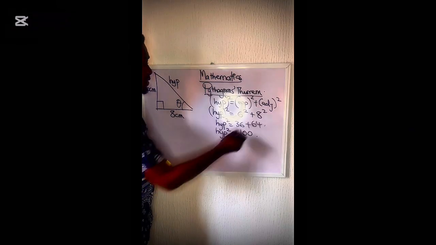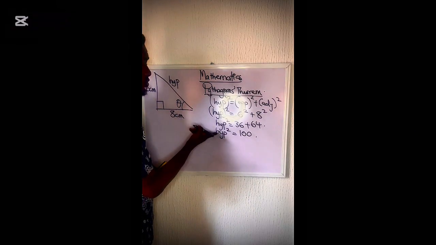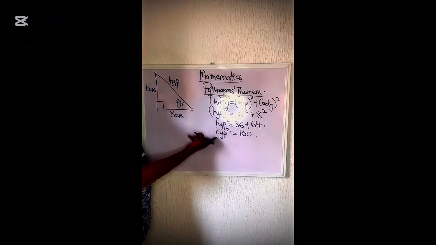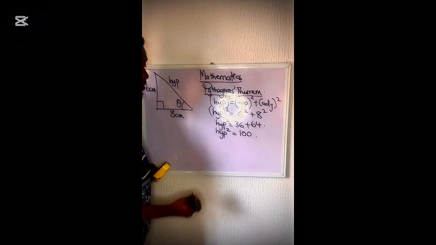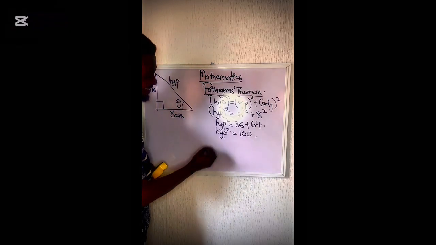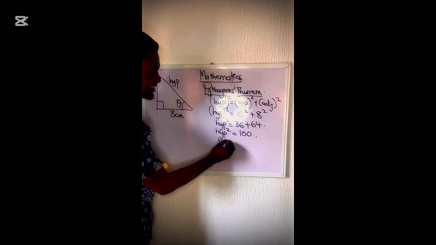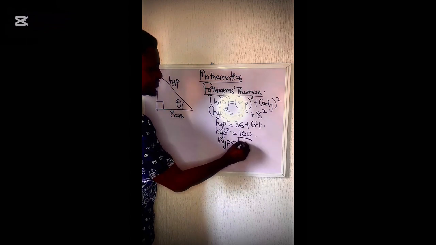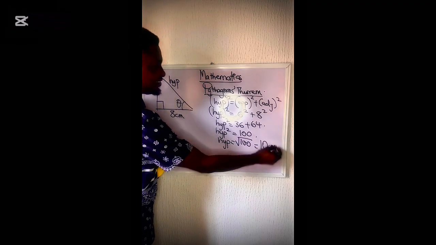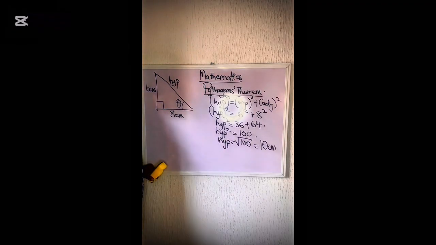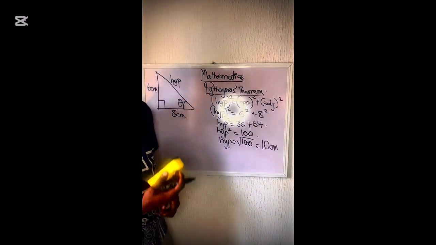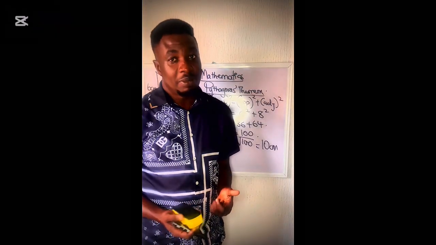And we can easily ask ourselves, what number do I have to raise to the power of 2 to give me 100? Because we raised the hypotenuse to the power of 2 and it gave us 100. Quick maths, 10. We'll talk about that in a different topic. Hypotenuse would be the square root of 100, and that's 10 centimeters. Easy. We could also have situations where we don't have to look for the hypotenuse, probably the adjacent or opposite.